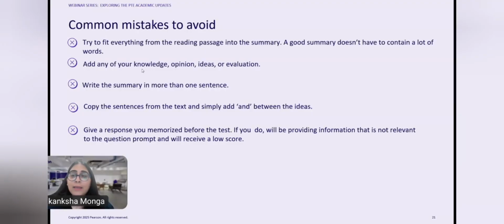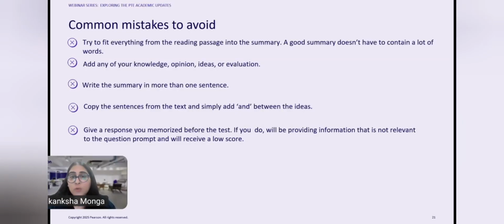Second point that we see here, adding any of your own knowledge, your own opinions, your own deductions is not necessary. Writing the summary in more than one sentence is also a mistake, because it's very clearly mentioned in the instructions that it has to be one sentence. So there's no need to break the sentence into two, put a full stop, and then write another one.